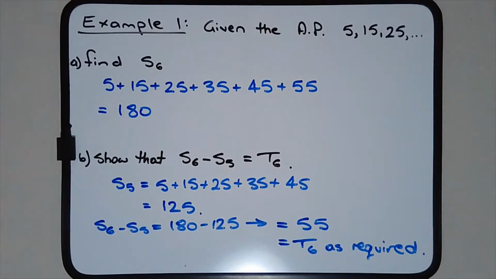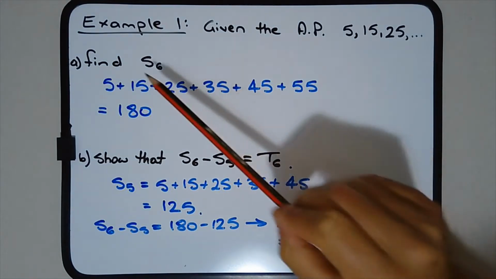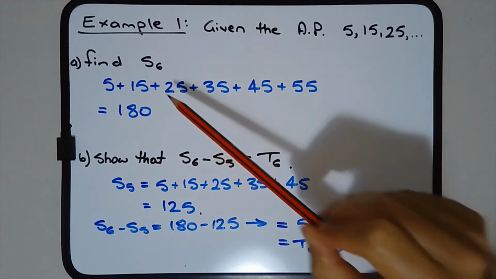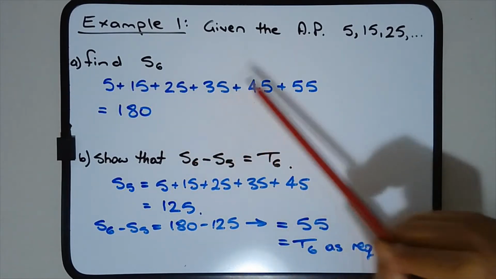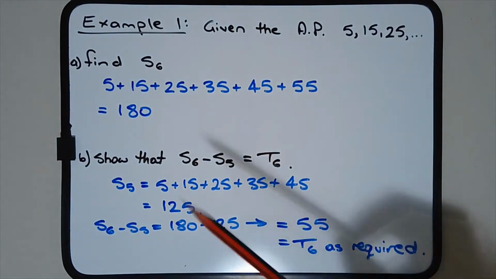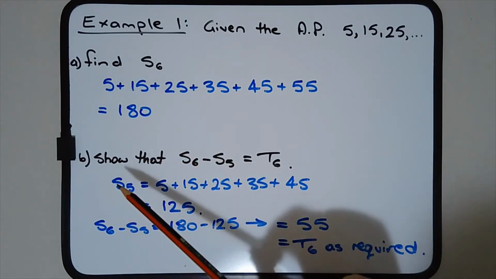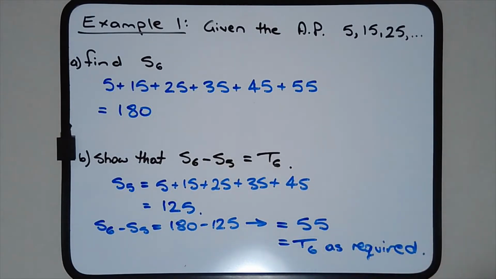Example 1. Given the arithmetic progression 5, 15, 25 and so on, A. Find S6. Now S6 represents the sum of the first 6 terms of this arithmetic progression. So the sum of the first 6 terms is 5 plus 15 plus 25 plus 35 plus 45 plus 55, and that equals 180. Part B, show that S6 minus S5 is equal to T6.